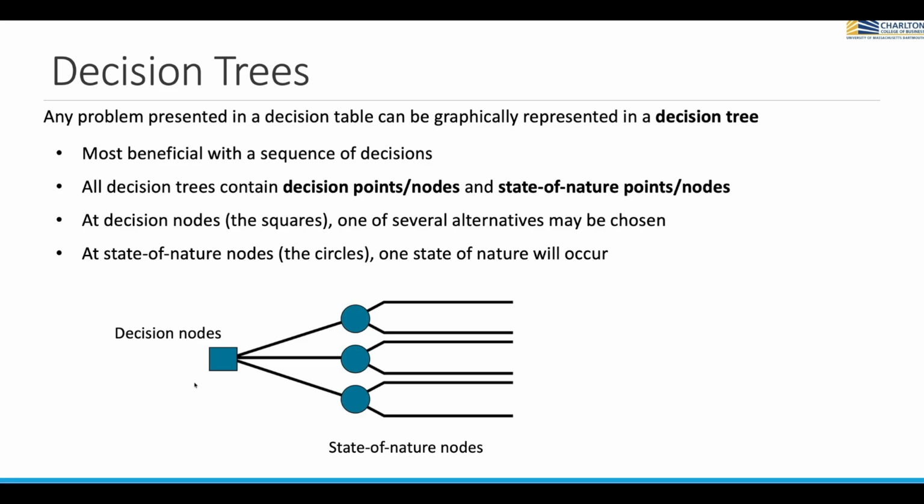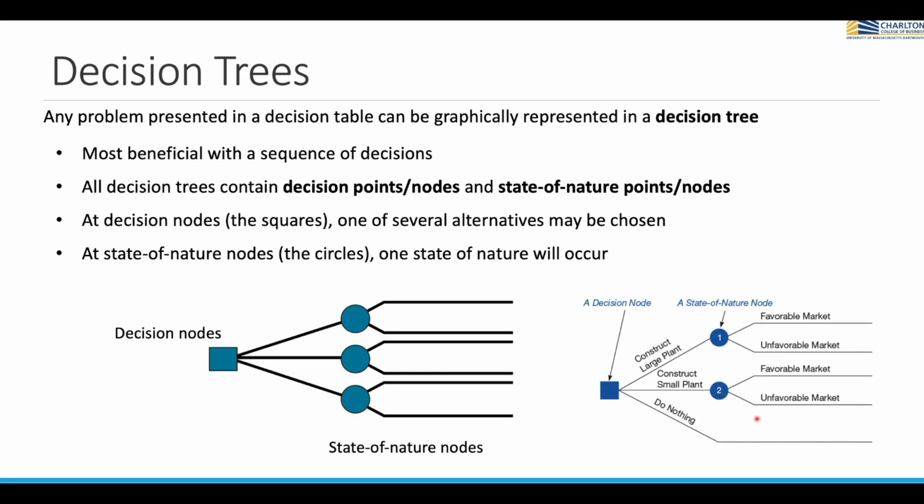Basically, decision trees consist of decision nodes and state of nature nodes. Decision nodes are represented by squares, and they are the possible alternatives or possible choices in the decision-making process. State of nature nodes are represented as circles, and those are the possible futures.